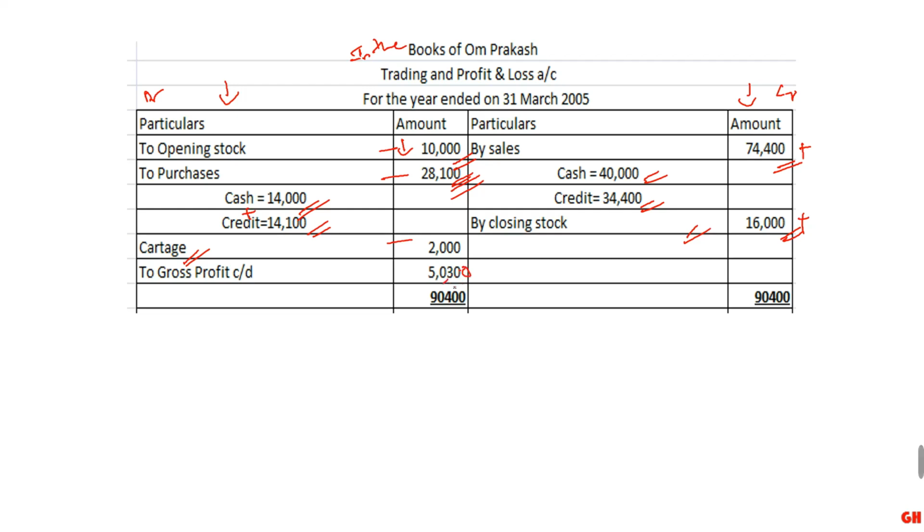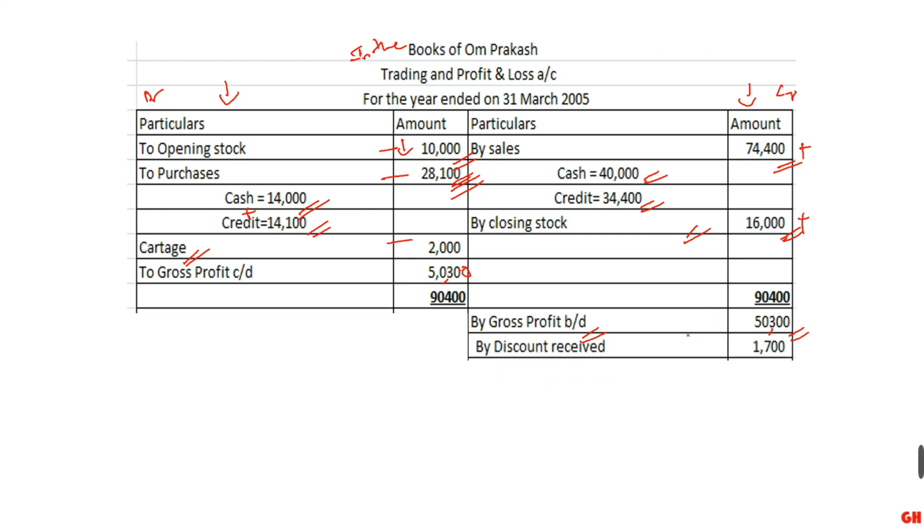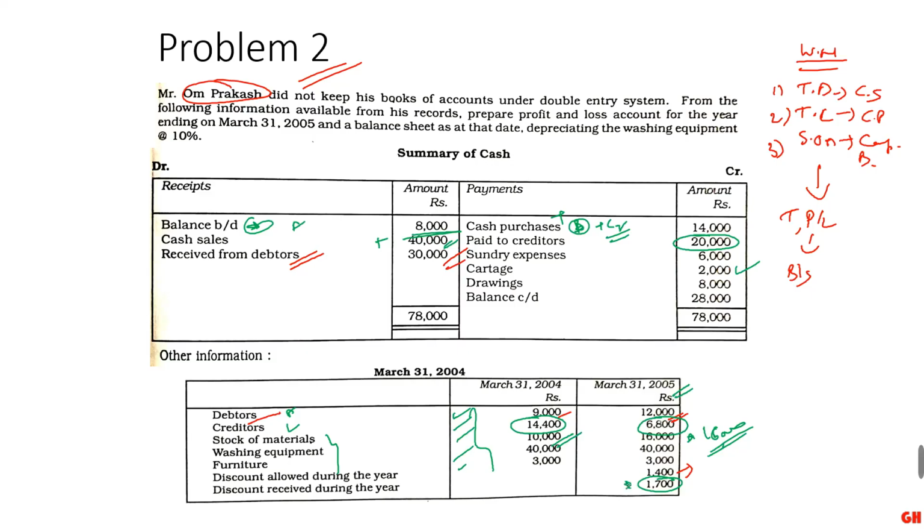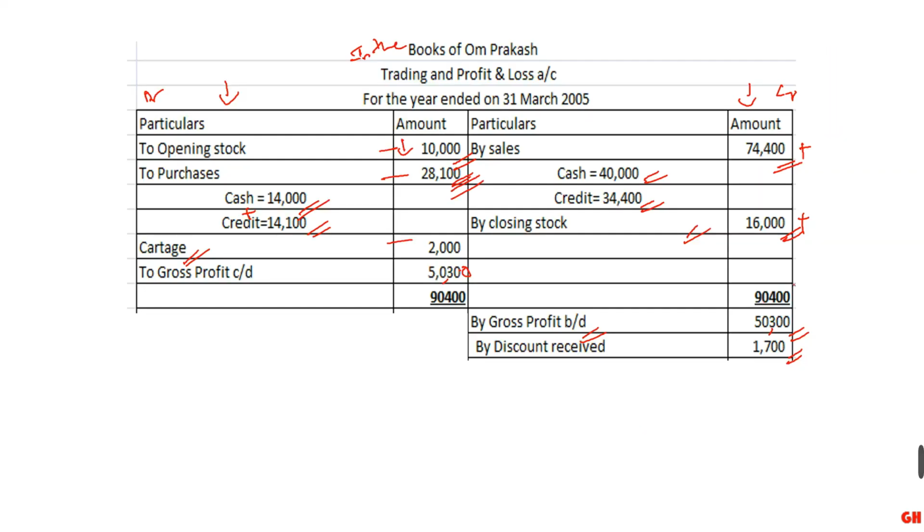Okay, the gross profit is 50,300. We need to bring down that gross profit here, 50,300, and now we have to give effect to all the expenses, indirect expenses. So first, before that, income we have to account for. Income Mr. Om Prakash has received from creditor is 1,700. We have taken this income from 1,700. This is shown on the credit side, 1,700.